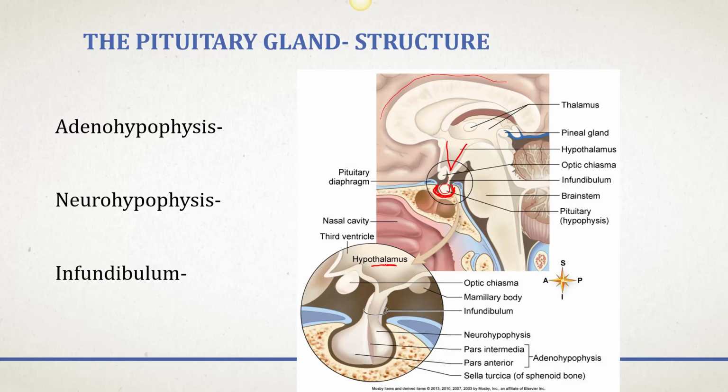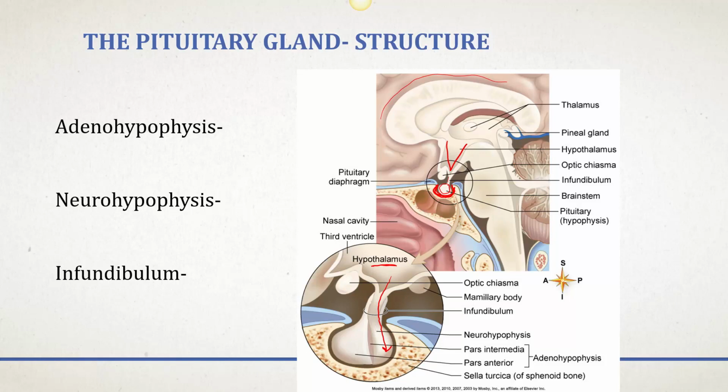The hypothalamus produces the hormones that are released from the posterior pituitary. So the posterior pituitary doesn't actually make its own hormones. They're made up in the hypothalamus and just released from the posterior pituitary. Now, as far as the anterior pituitary goes, the hypothalamus regulates the release of the hormones from the anterior pituitary. So here they're actually made, but the hypothalamus kind of tells them when to release them.